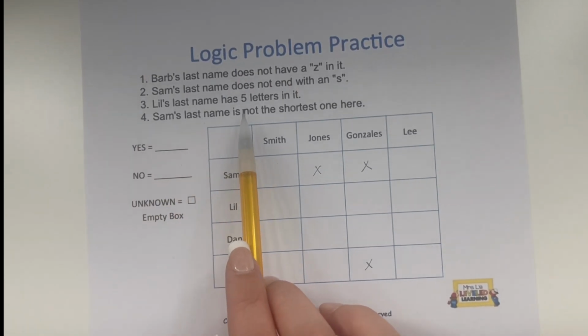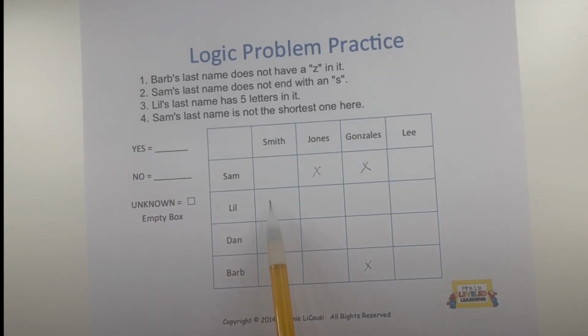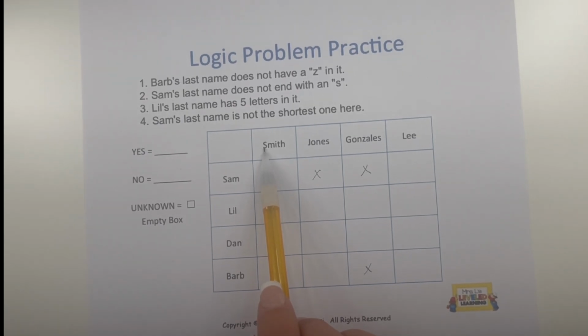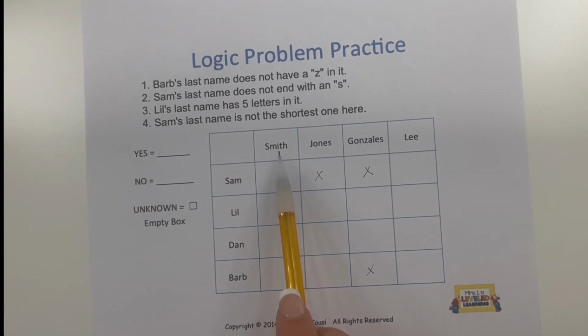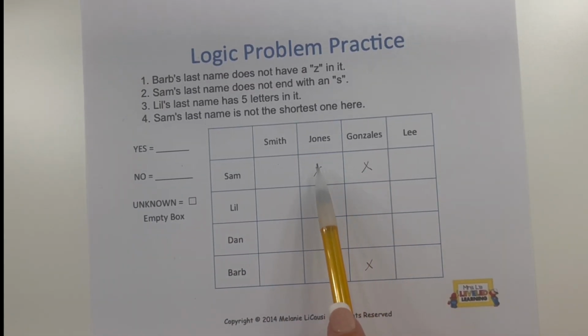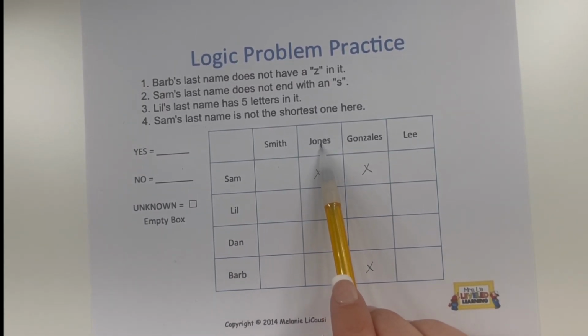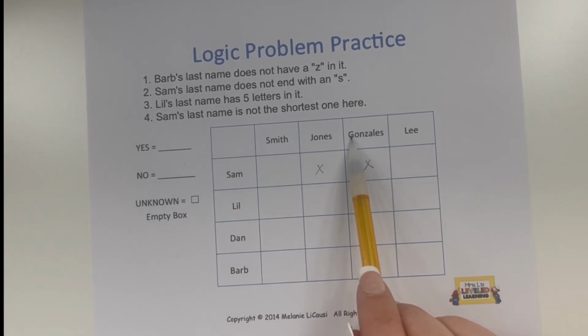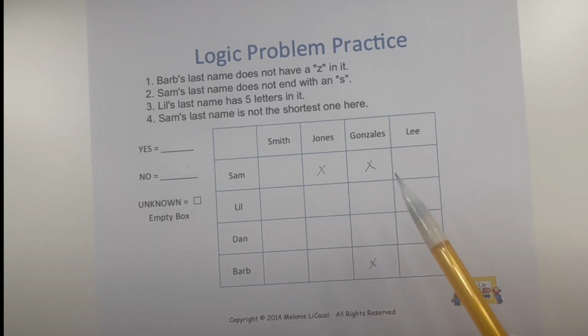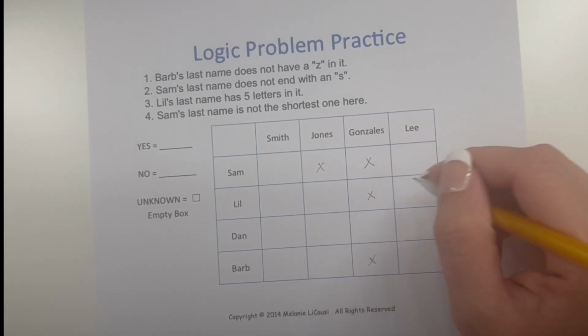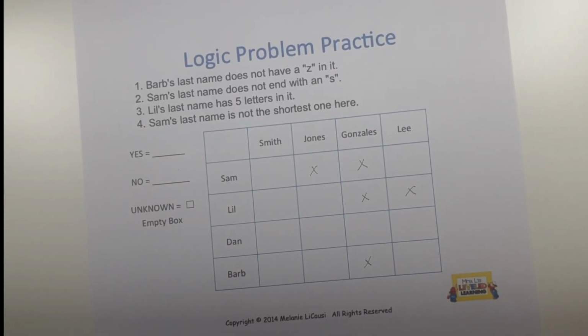Lil's last name has 5 letters in it. So I go to Lil and I count for Smith. 1, 2, 3, 4, 5. So this could be a possibility. And Jones. 1, 2, 3, 4, 5. That could be it. Gonzalez looks like it's a little too long. 1, 2, 3, 4, 5. So that cannot be it. And Lee only has 3 letters in the last name.